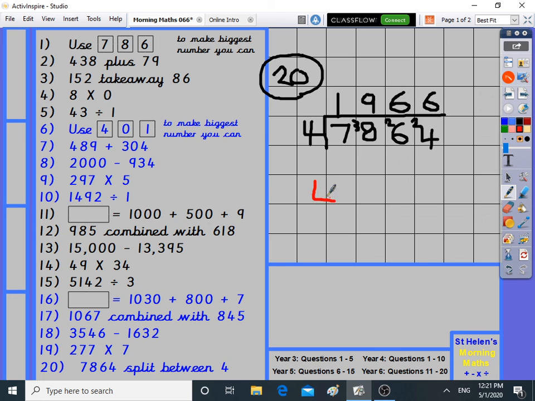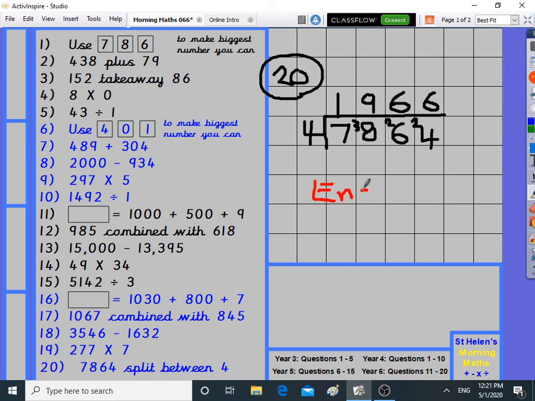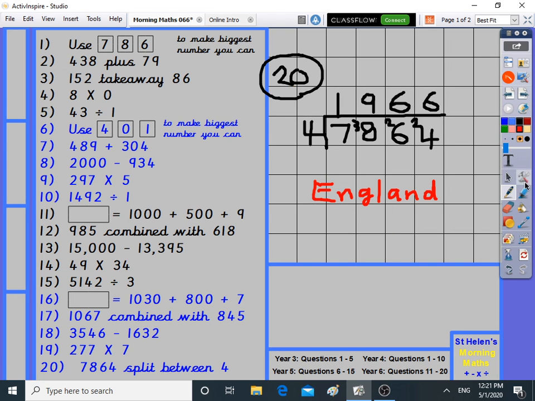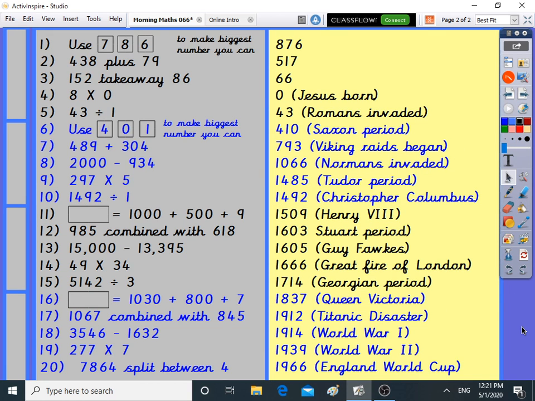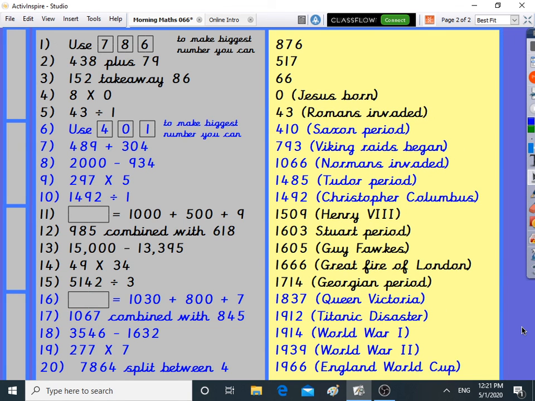most dates are about wars and stuff, aren't they? England won the World Cup in 1966. So that's a nice date to end our timeline. So I'll show you all the answers and the timeline. Check that you've got everything correct.